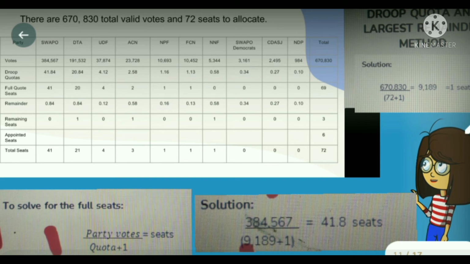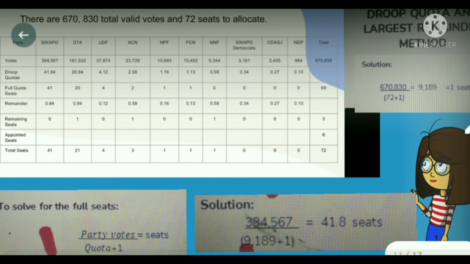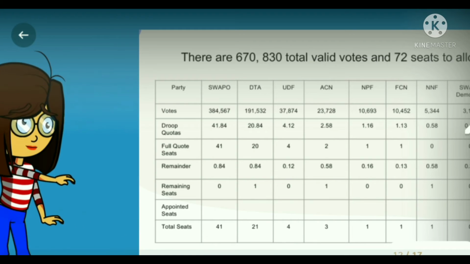Okay, let's proceed to the full quota seats. For the full quota seats, we just get the whole number that results from our drop quotas. For example, SWAPO has 41.84, so our whole number is 41. After we get all our full quota seats, we will then add them. So the total seats already allocated is 69. So there are only 3 remaining seats available.